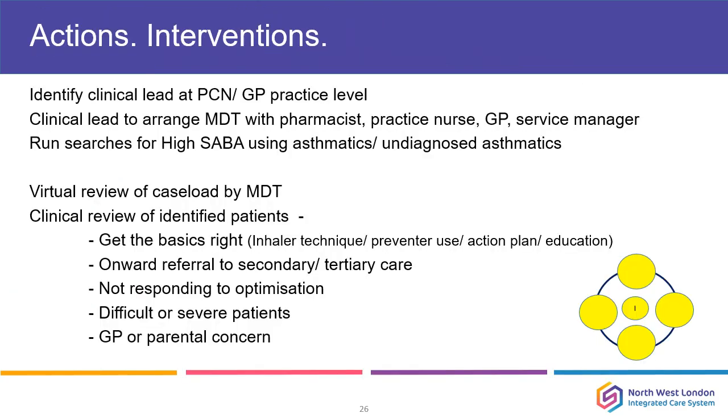Interventions. An asthma lead was identified for each network. A multidisciplinary group was pulled together, including a pharmacist, practice nurse, general practitioner and service manager, to deliver asthma training and lead the process within each primary care network. High inhaler use patients were identified and a clinical review of each child conducted using National Clinical Care Guidelines.